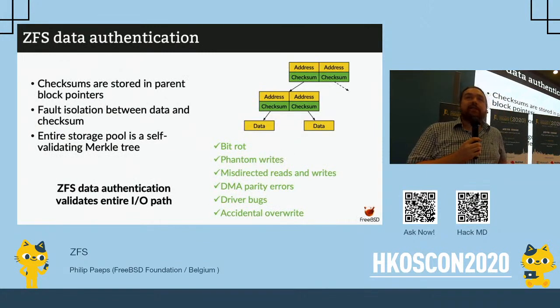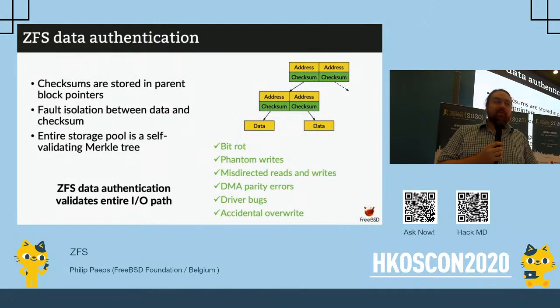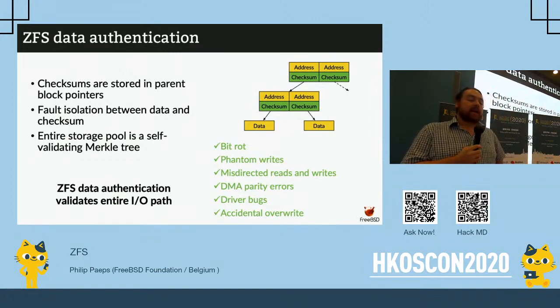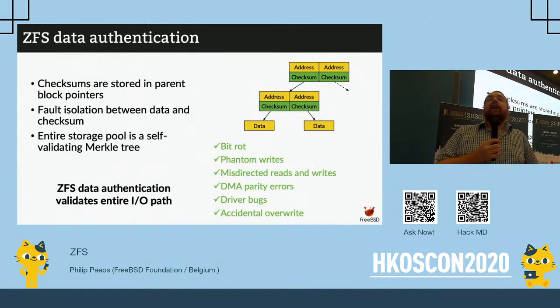ZFS takes a completely different approach. ZFS stores its checksums in the parent block pointers rather than with the data blocks, which provides fault isolation between the data and the checksum. And the entire storage pool is actually a self-validating Merkle tree. If you've ever used Git, it's the same data structure, more or less. And this allows ZFS to give you data authentication, and it allows ZFS to validate the entire I/O path.